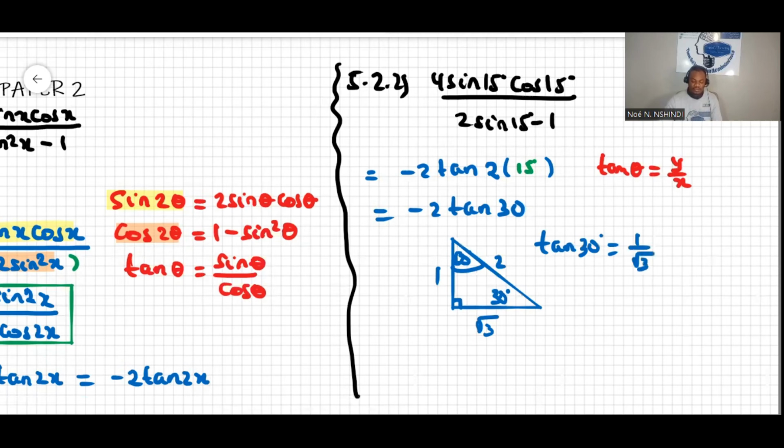Then we can substitute here: it's going to be negative 2 times 1 over √3. And this would be just negative 2 over √3. Or someone else may rationalize it and say negative 2√3 over 3.